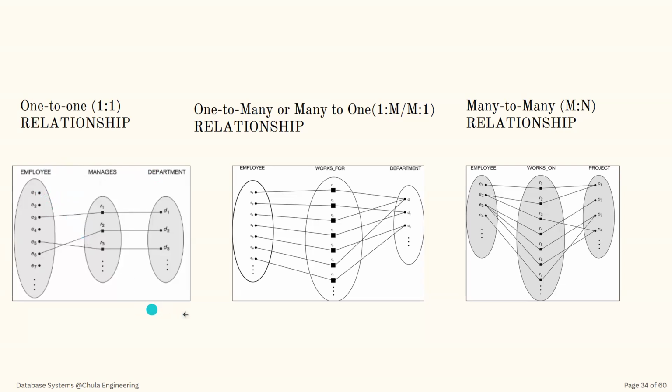But then if you say that each department must have an employee, you will see a line come out from every department at the same time. So it means that this one is not mandatory, because not every employee must be managing a department. That's why you can see some instances that do not have the relationship called manages.